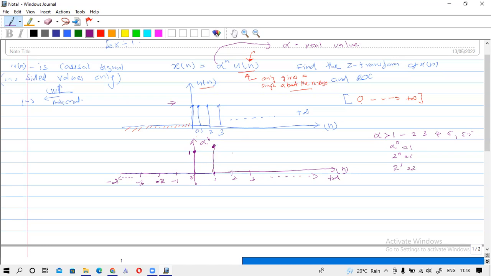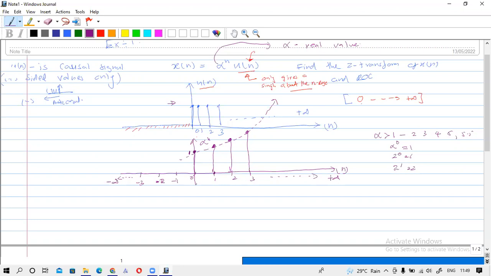And if n is 2, it is alpha squared. If alpha is 2, you will have 4 here. So you have a greater value here, and if it is 3, you have 8 here. So you can see that it is increasing exponentially, like this.